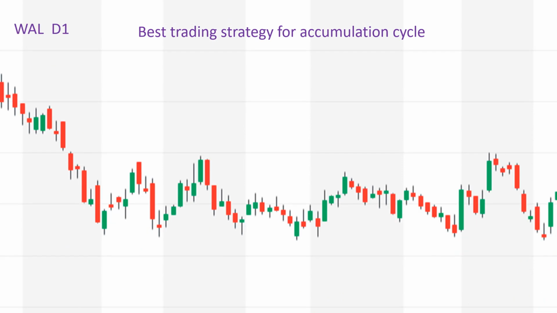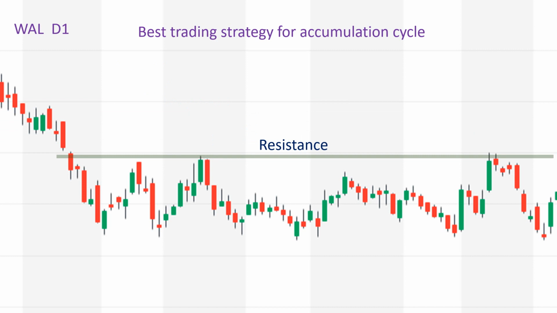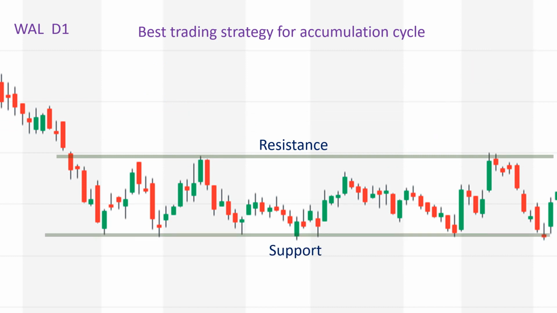Best trading strategy for the accumulation cycle. This is the price trend of Walmart stock, D1 time frame. This is the resistance area, and this is the support area. Now, the price originally was coming strongly downward into this range or accumulation cycle.